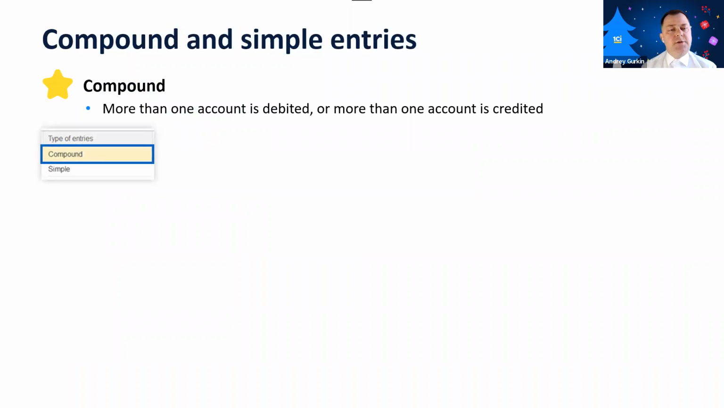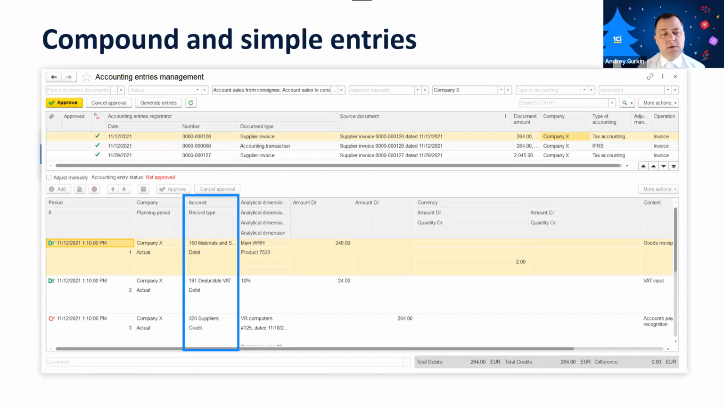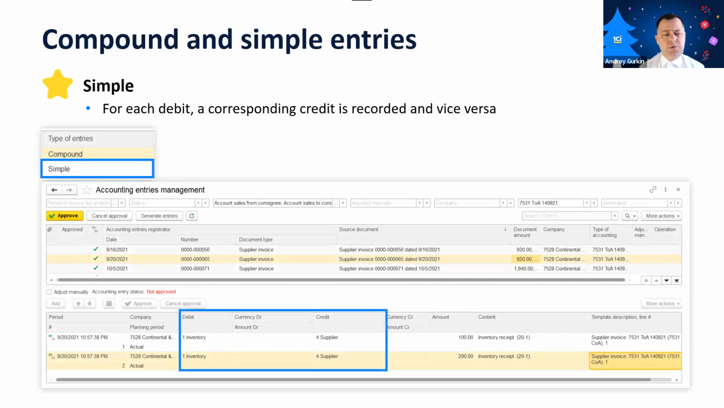Next key feature. Until this upcoming release, we couldn't create compound entries. From now on, we can provide such functionality. It means that more than one account is debited from one side and more than one account is credited from the other side. Here you can see the example. We can see 3 entries. The first and second are on the debit side, and the third one is on the credit side. Regarding the simple entries, you have seen it before, so it's no news. For each debit, a corresponding credit is recorded, and vice versa.